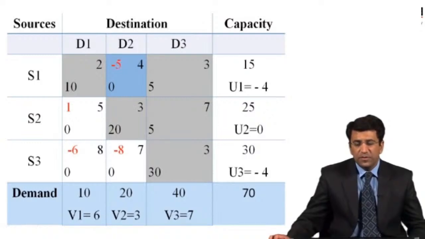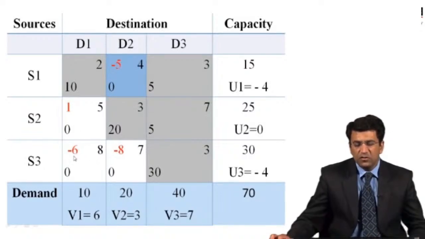Now again class, I will repeat here how we calculated this shadow cost. We will use the formula of ui plus vj minus cij. So u1 here is -4 and v2 here is 3. So -4 plus 3 is -1, -1 minus the cost for this particular cell, which is 4. So -1 minus 4, it will become -5. Similarly, the shadow cost for this particular cell is u2 plus v1 minus the relevant cost of 5. So u2 is equal to 0, v1 is equal to 6. So 0 plus 6 minus 5, that is the cost. So 6 minus 5 will be equal to 1.